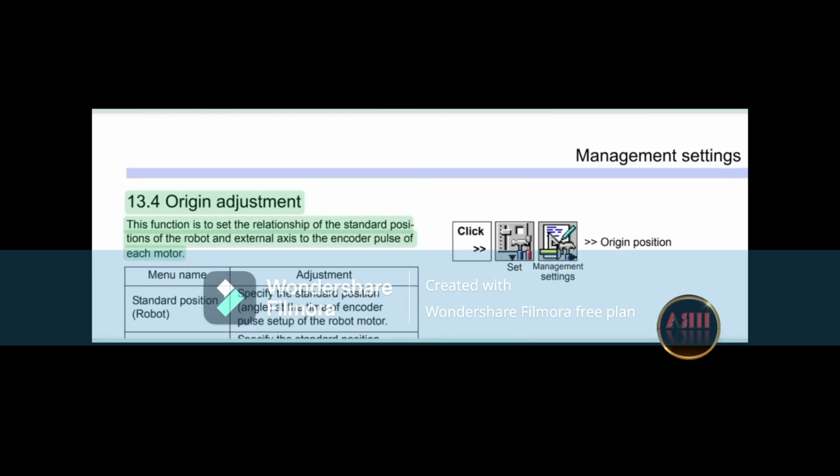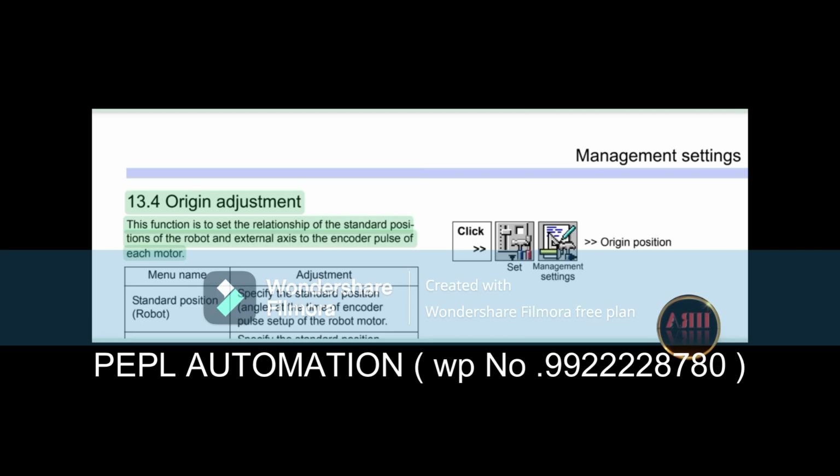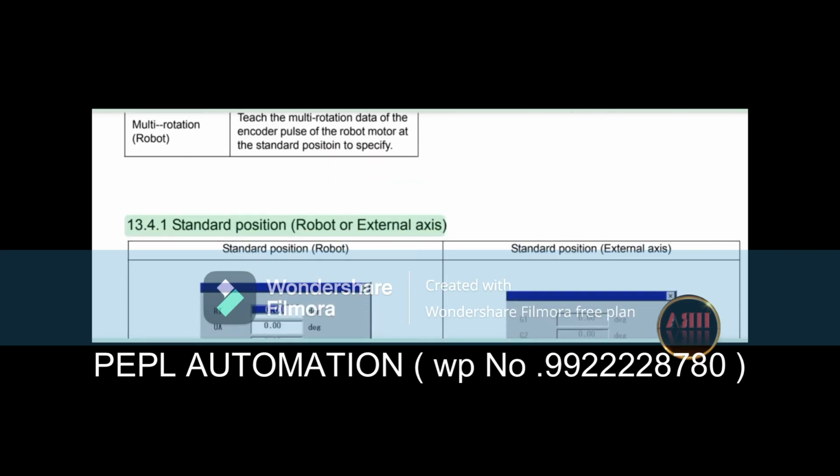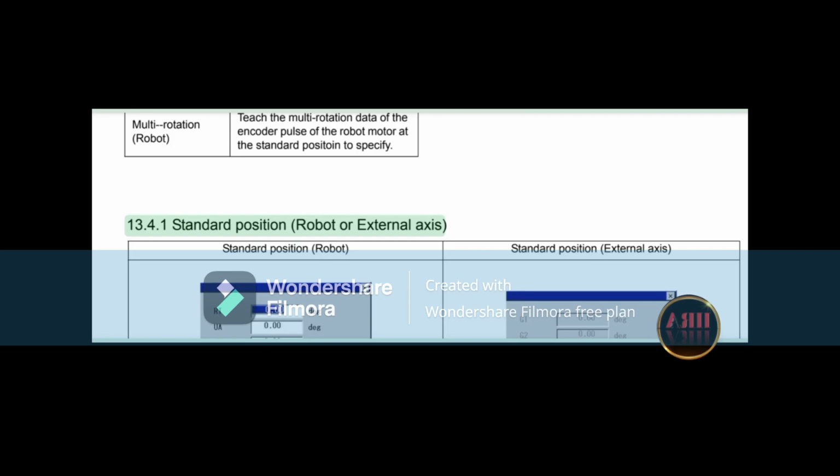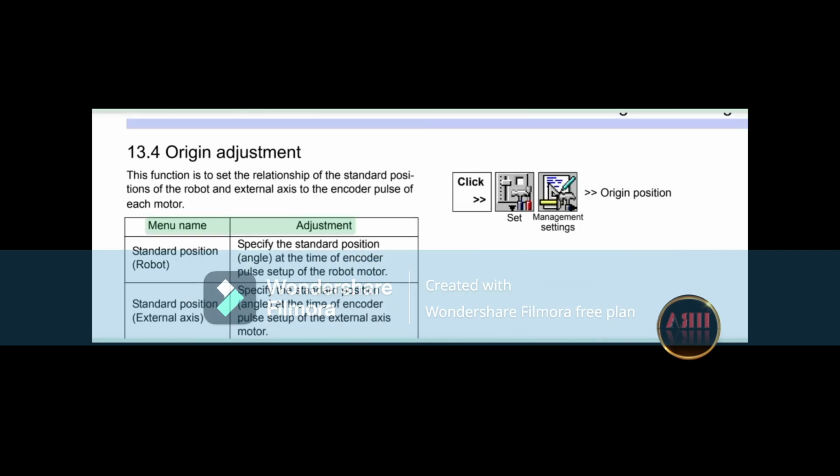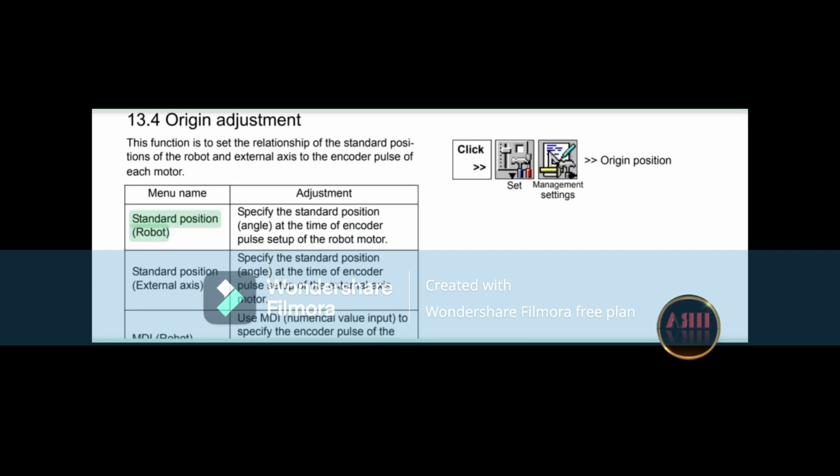13.4 Origin Adjustment. This function is to set the relationship of the standard positions of the robot and external axis to the encoder pulse of each motor. 13.4.1 Standard Position, Robot or External Axis. Menu name: Adjustment. Standard Position, Robot.